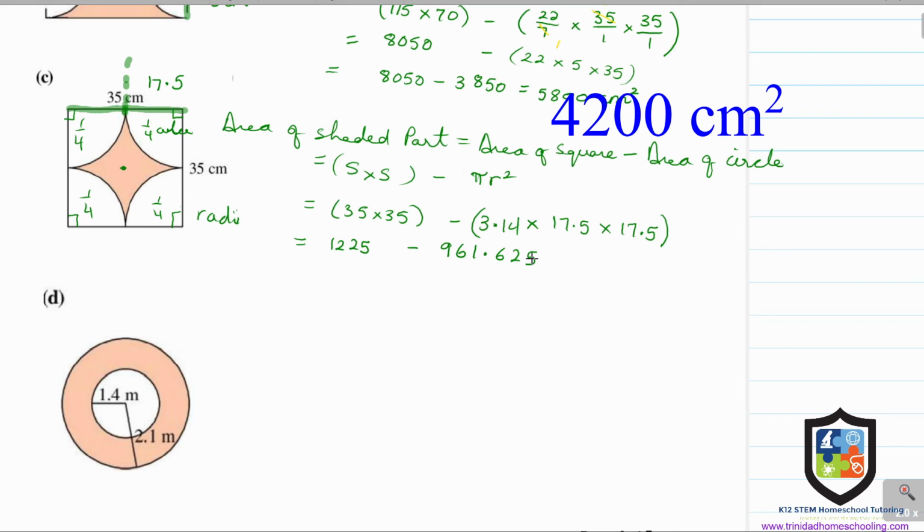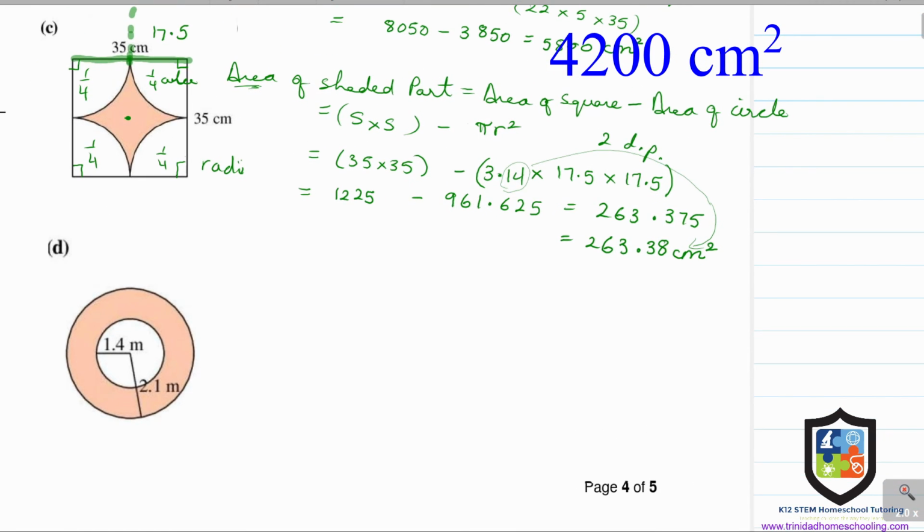And I'm going to subtract those two to find the area of the shaded part, and that is going to give me 263.375. I'm going to round this off to 2 decimal places because my largest decimal place here is 2 decimal places. So 263 point, I'm going to round this up to 38 centimeters squared. Okay, don't forget that square. We're looking at area.